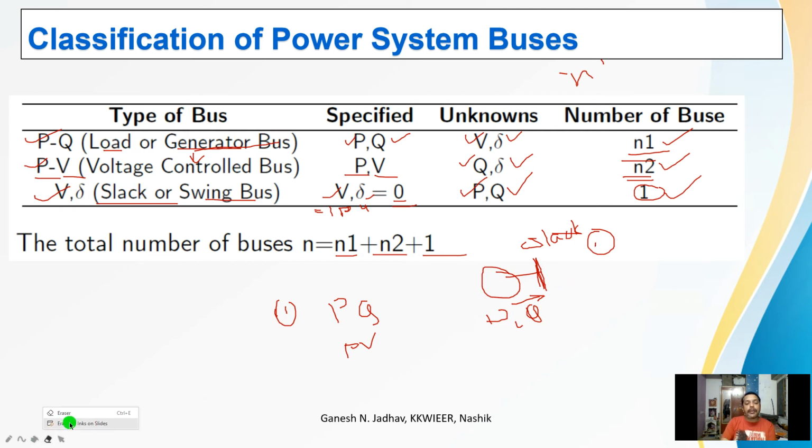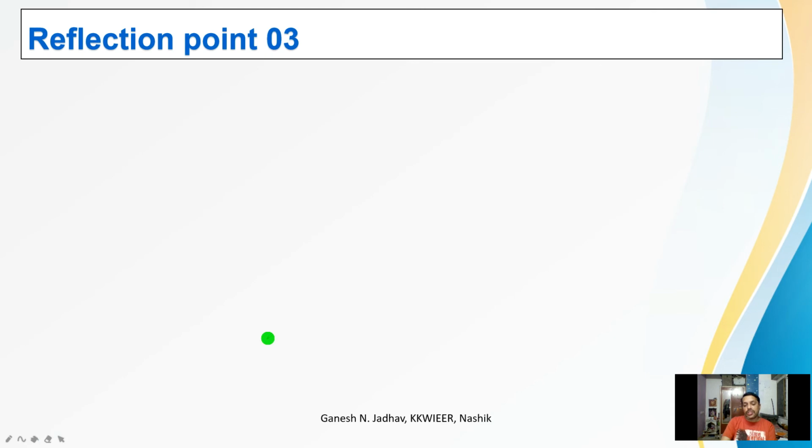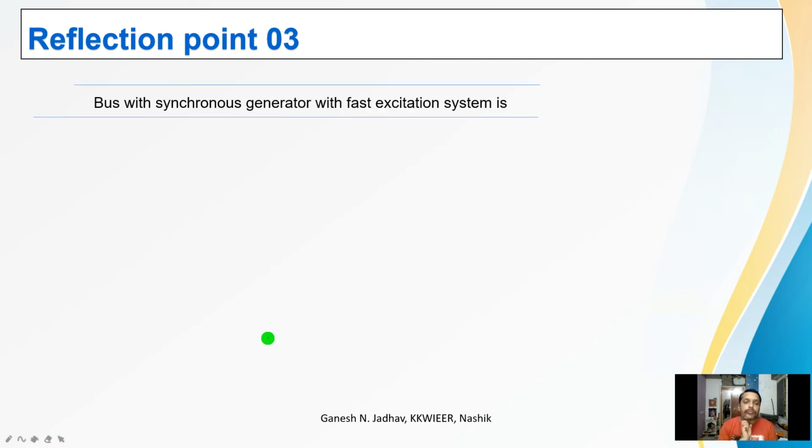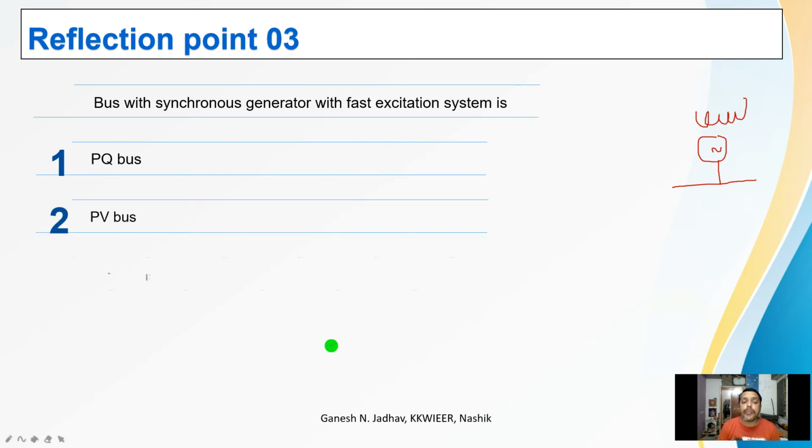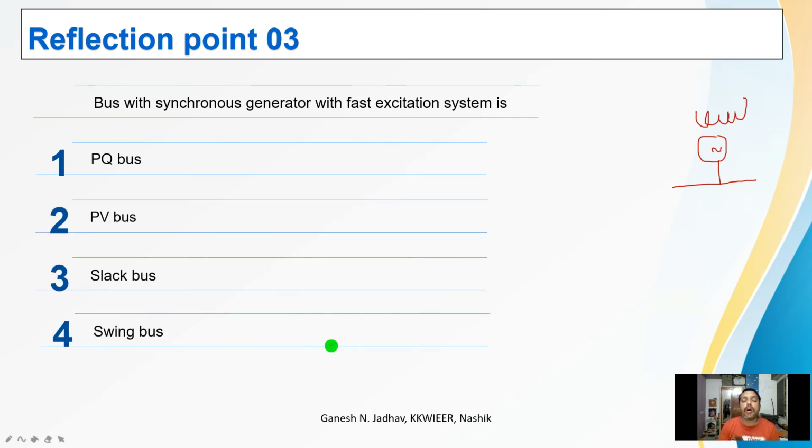So based on this, I have a reflection point next. So this is my reflection point 3. Bus with the synchronous generator with fast excitation systems. Let us consider that there is a bus which is connected with a synchronous generator having the fast excitation system. Such type of bus is called as PQ bus, PV bus, slack bus, or swing bus. Okay, pause the video and answer this question.